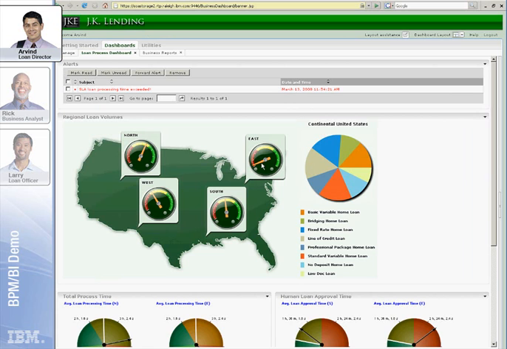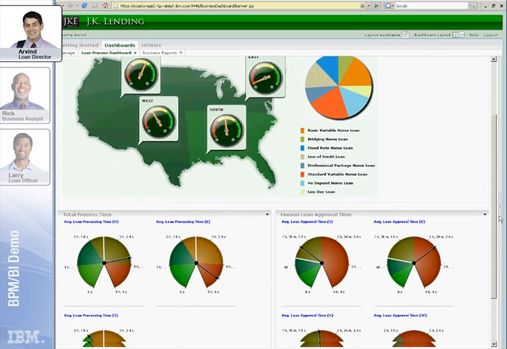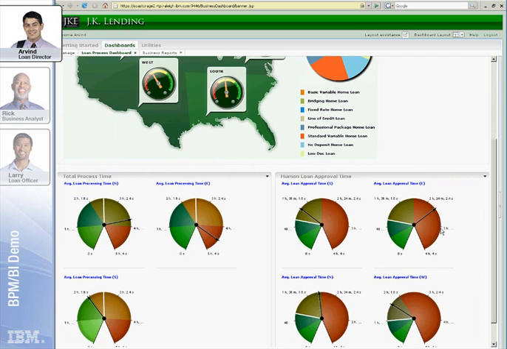He first looks at loan processing volume and sees that it is lower than expected across all regions. He then looks at his key performance indicator gauges. The key performance indicators show that loan processing and average approval times are well over target values.